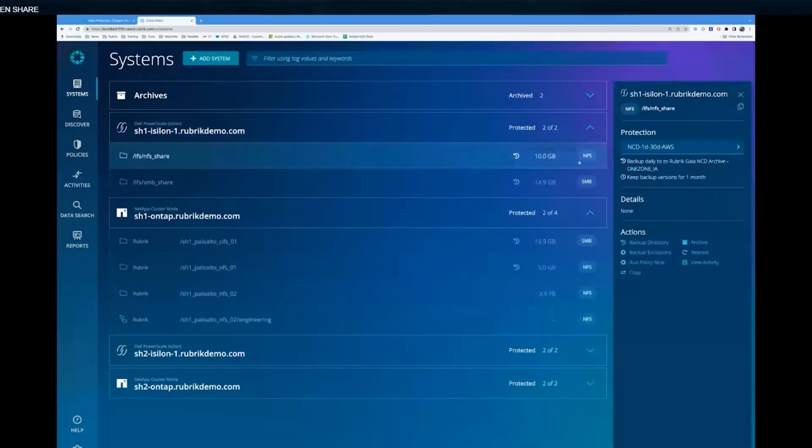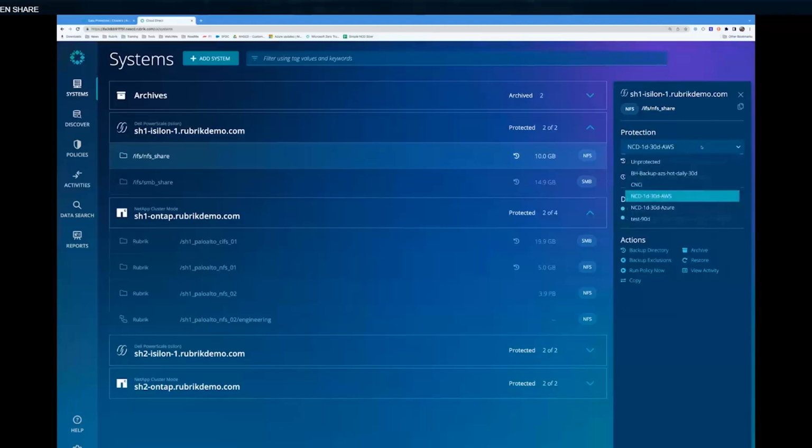So I'll pick on this NFS share to start, and we can see here, this is where I define protection. So those policies that I just went through showing you how to create, we can apply one that we've pre-created here. And so in this case, this one's going to send dailies to AWS for 30 days. And once that's applied, I can come down, I can execute that policy now.